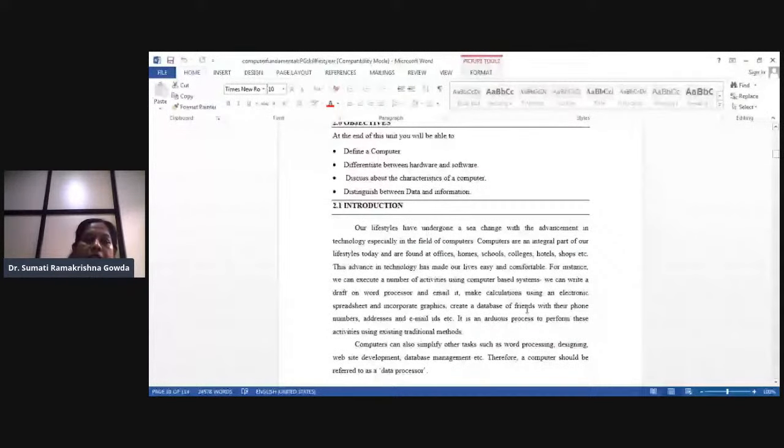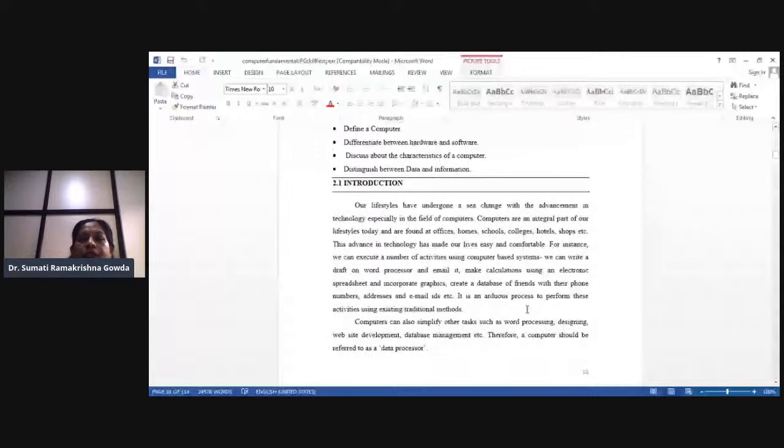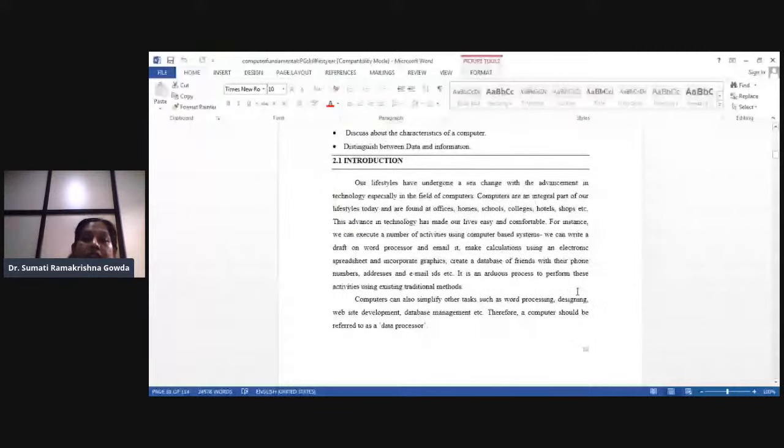Okay, computer means, see, why do we need computers? We need computers to make our life easier and simpler, right? Our lifestyle today has gone through a sea change with the advancement of technology, especially in the field of computers. Computers are an integral part of our lifestyle. Without computers, we cannot do anything nowadays. Where do you find computers? Everywhere: offices, homes, schools, colleges, hotels, shops. Where not? Tell me. This advance in technology has made our lives easy and comfortable.